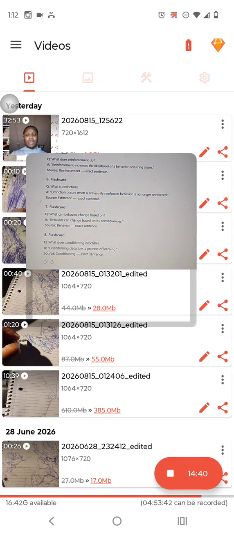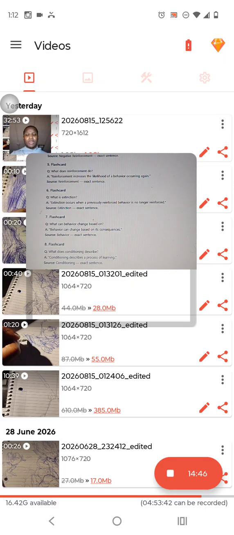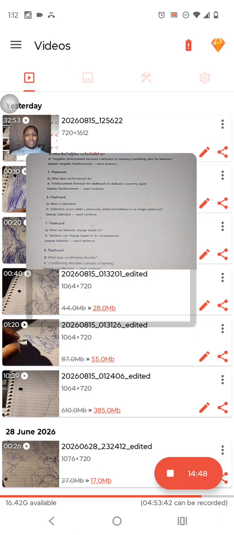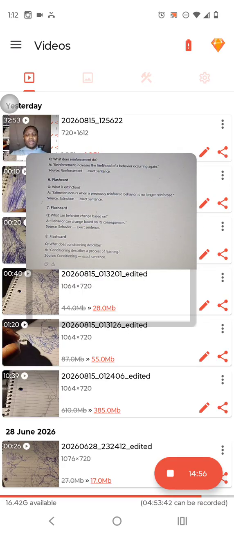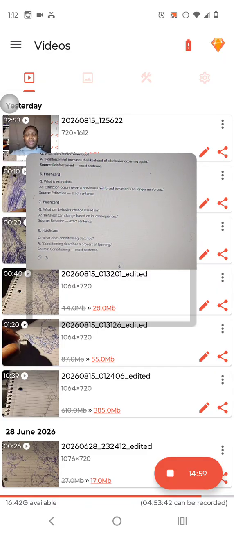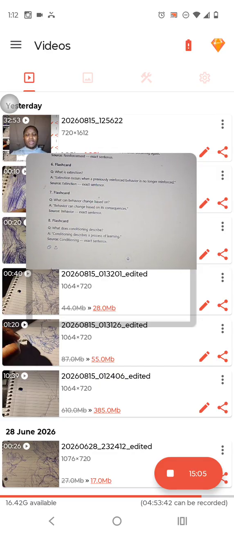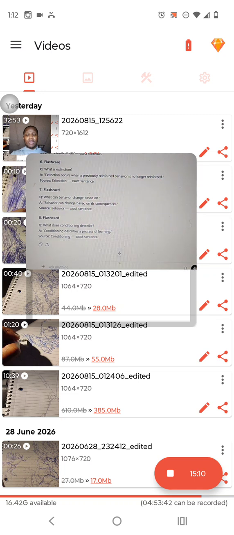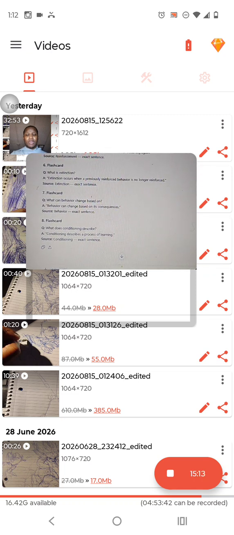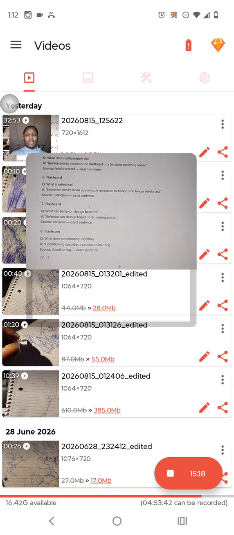Flashcard 6, the question is, what is extinction? The answer is extinction occurs when a previously reinforced behavior is no longer reinforced. The source is extinction, and that's the exact sentence. Extinction being, like I said, a definition or the name of a textbook, a definition in a textbook, a section, or a chapter, wherever this data came from in this made up example I just gave. Flashcard 7, the question is, what can behavior change based on? The answer is behavior can change based on its consequences. Source: behavior, and it's the exact sentence.